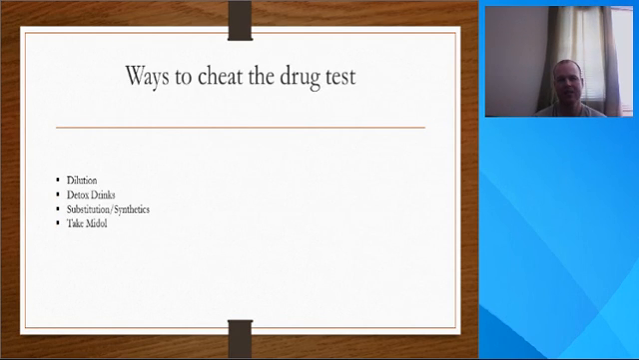I threw this slide in because you do have the people who are drug users and use it on a regular basis, and they've found ways to cheat. Dilution is where you put tons of water in your system or some kind of additive, and you push the drug out of your system and then test negative. Detox drinks do the same thing. Substitution and synthetics. So substitution would be your friend's urine. And then synthetic would be the powdered form that comes from a lab that passes as urine. That's nearly 100% accurate if you use it. And then Midol, women use that, and it's also a dilution to help pass a test.